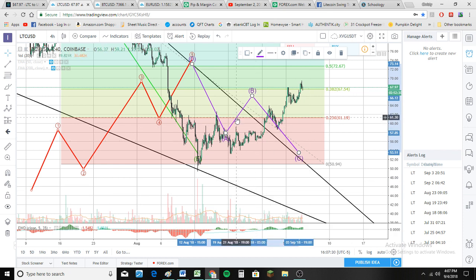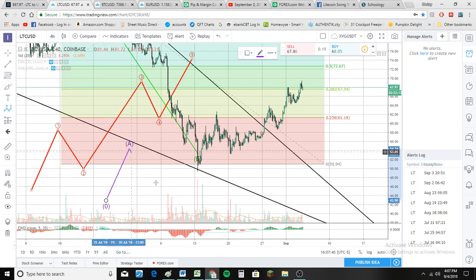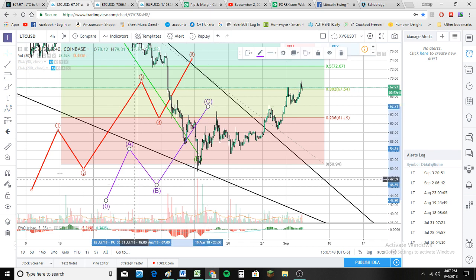Sometimes at the end of a correction, at the end of an ABC, an impulse would begin, or at the end of an impulse down, an ABC correction up would begin. So sometimes it's hard to tell whether you're dealing with an A, B, C, or if you're dealing with a 1, 2, 3 of an impulse wave. And that's kind of what we're faced with right now.